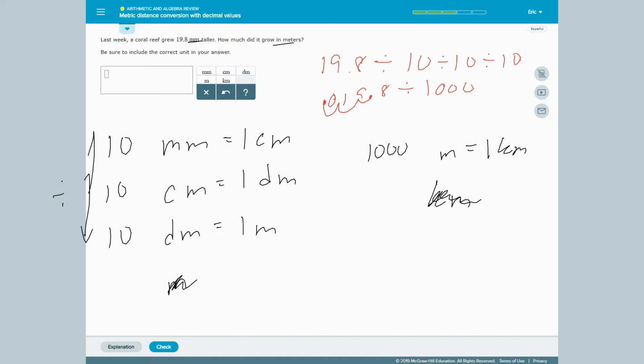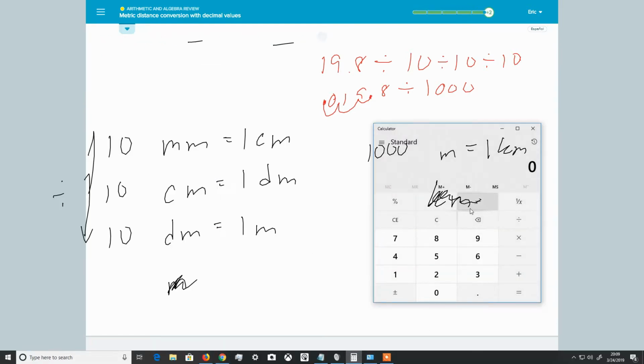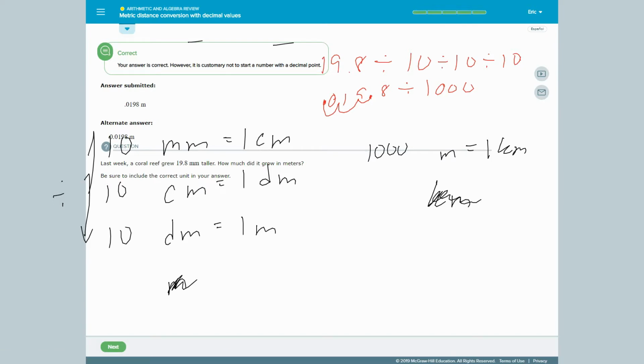So the answer to this would be 0.0198 meters. And you'd get the same thing if you put it into that. All Alex is telling me is that typically numbers aren't just point, they actually start with 0, but I was lazy. And that's it for a topic like this.